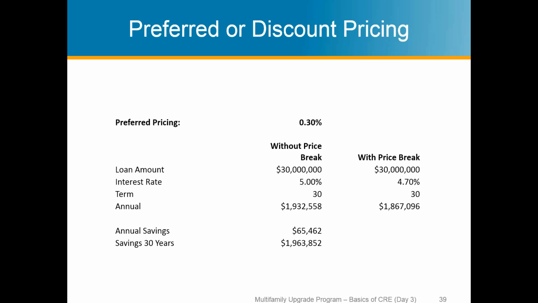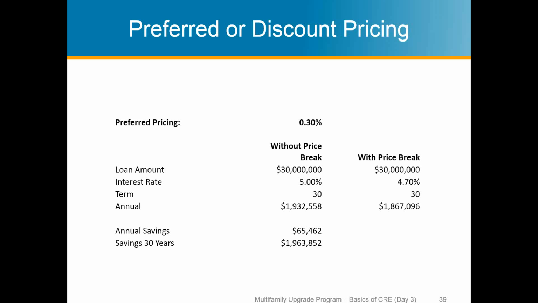If I get 30 basis points, or 0.3%, preferred pricing, in this example it's a $30 million loan, 5% interest rate, 30-year term. My annual payment is $1.9 million. But if I went green, I was able to reduce my annual payment to $1.867 million. So I'm saving $65,000 annually, or over a 30-year loan period, I'm saving $2 million.